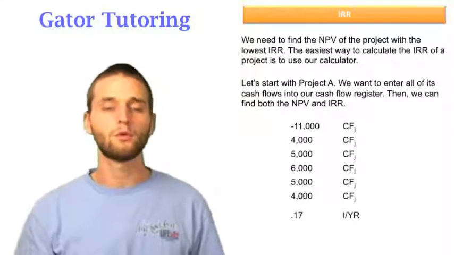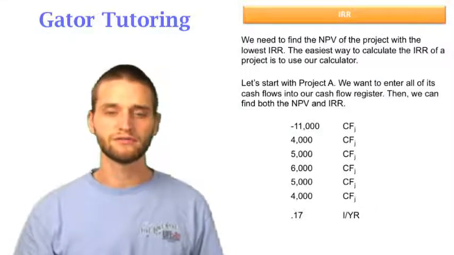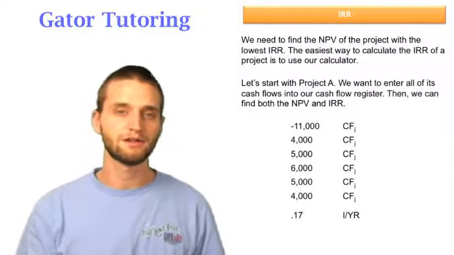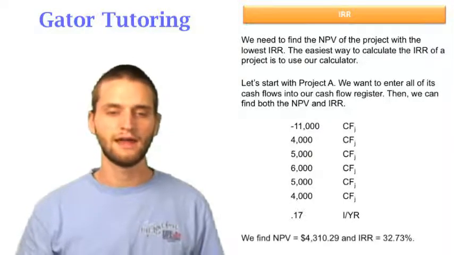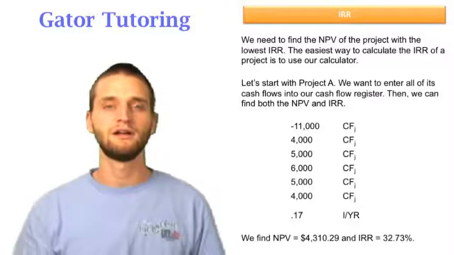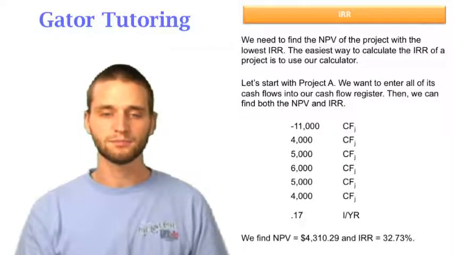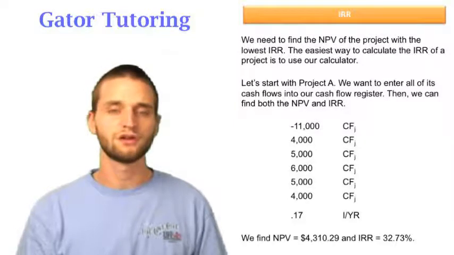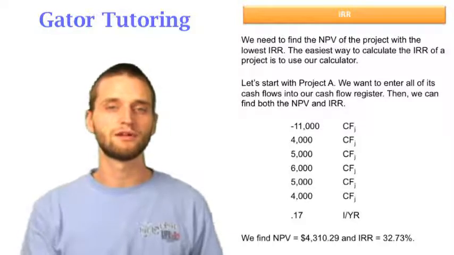And finally, we want to enter in the interest rate, the discount rate that's being used for this project, 17%. So we enter in 17%, and then we press the I/YR button. And we find the NPV just by pressing Shift NPV, and we get a net present value for this project equal to $4,310.29.